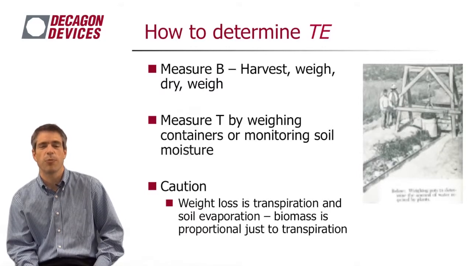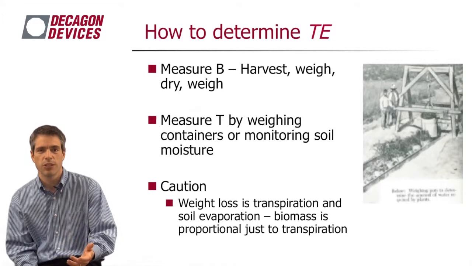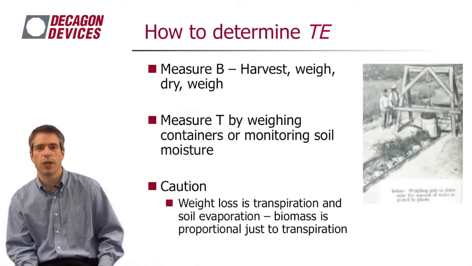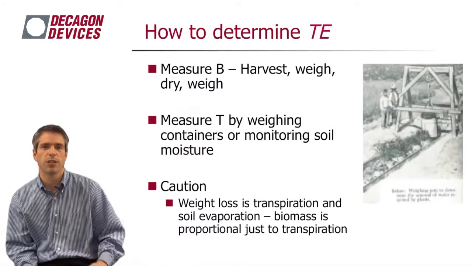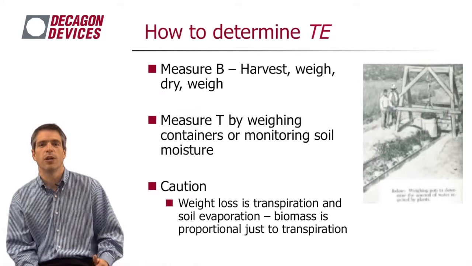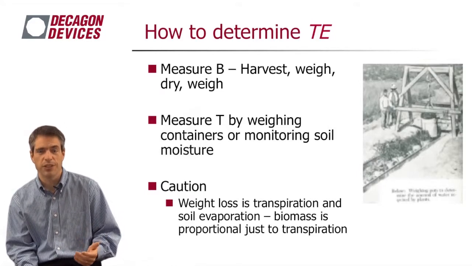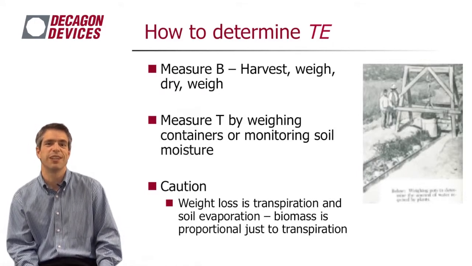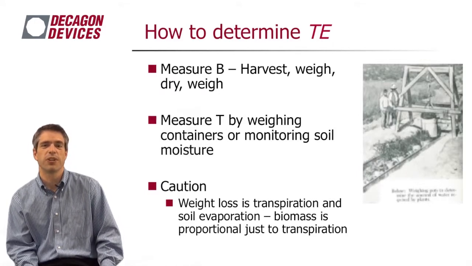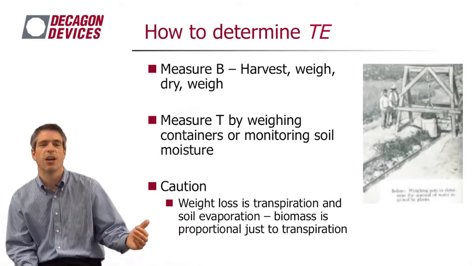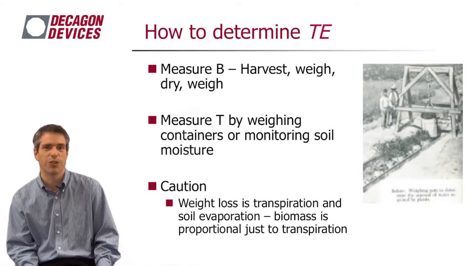We measure that biomass, as we already talked about, typically through destructive sampling, harvesting, and weighing dry, and look at the end weight of the biomass. Now, we can measure the transpiration by doing some kind of container method. You can see on your right a picture from a scientist named John Widtsoe, who actually did these measurements clear at the beginning of the last century. So this has been done a long time.